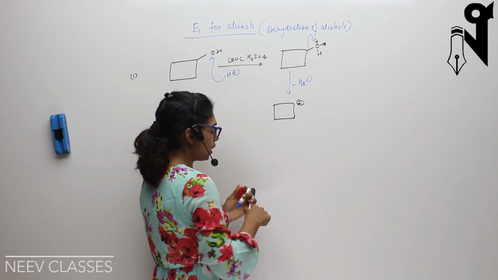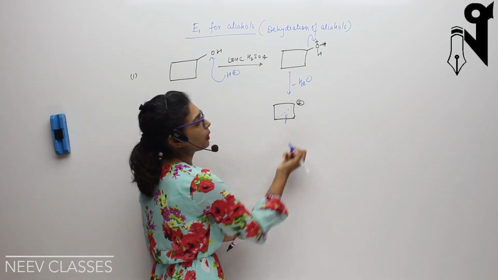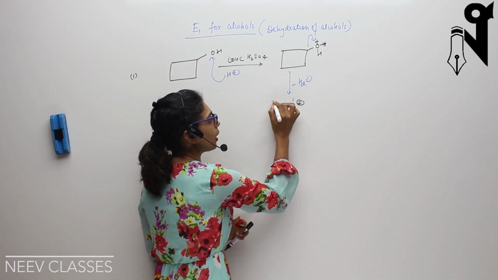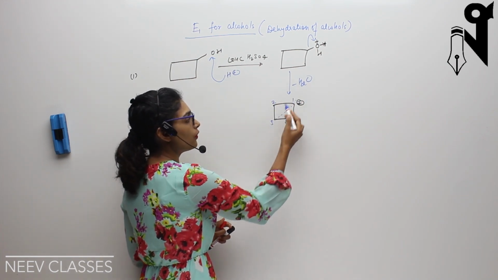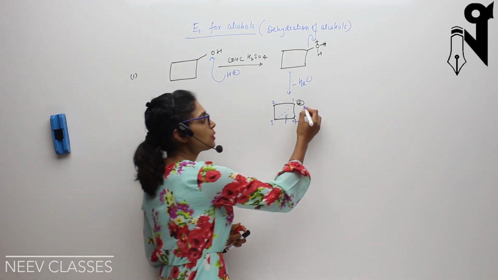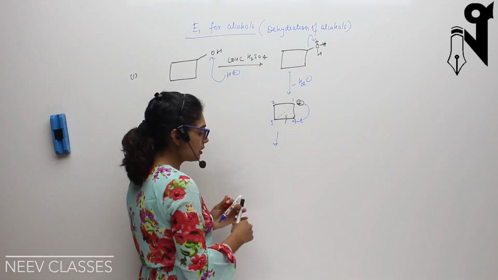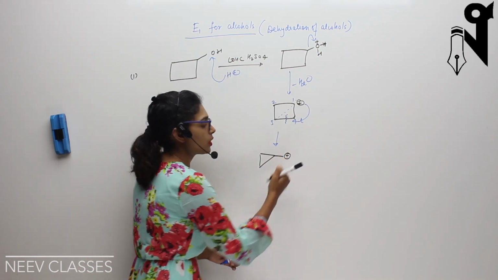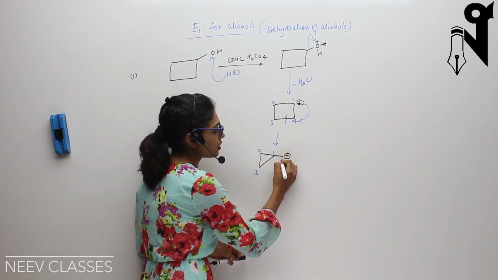Basically, a new bond formation will happen between this carbon and this carbon, and a bond will break between this carbon. So let's mark these carbons: 1, 2, 3 and 4. A new bond will be formed between the first carbon and the third carbon, and the bond between the third carbon and the fourth carbon will break, and the positive charge will shift to the fourth carbon. So the new rearranged structure will look like this. This is carbon number 1, this is 2, this is 3 and this is 4.